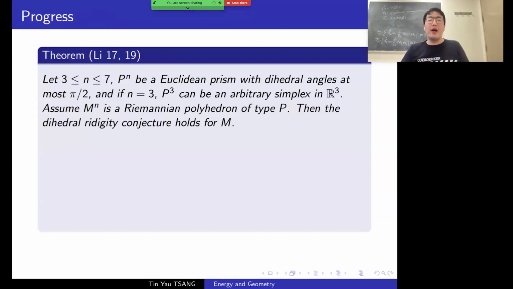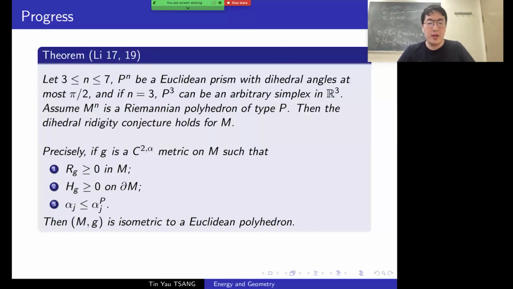And let's talk about the progress so far. In '17 and '19, Chao Li has shown the following. Let the dimension be between 3 and 7, and let P be a Bernoulli prism with dihedral angles at most π/2, or if n equals 3, P can be any simplex. Again, if the manifold is of type P, then the conjecture holds. Precisely, the scalar curvature is negative, on the faces the mean curvature is negative, and if the angle is more than or equal to the model, then it must be flat.